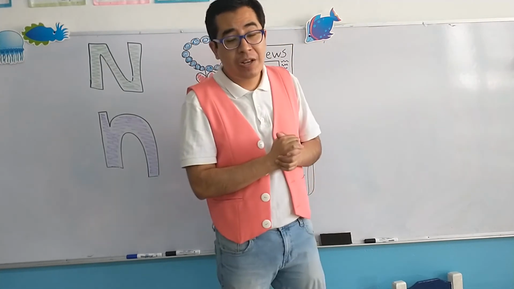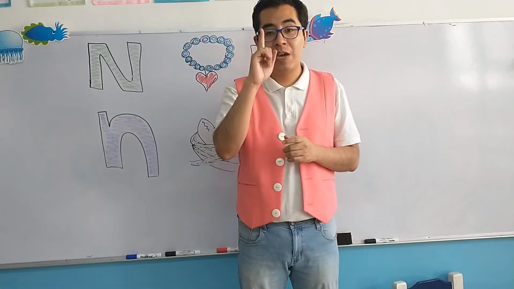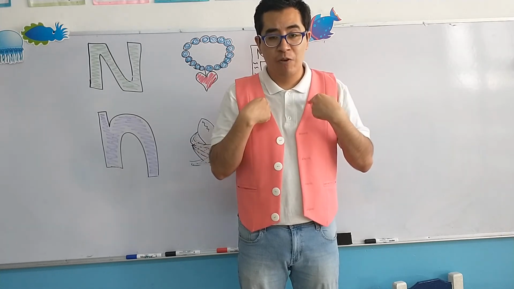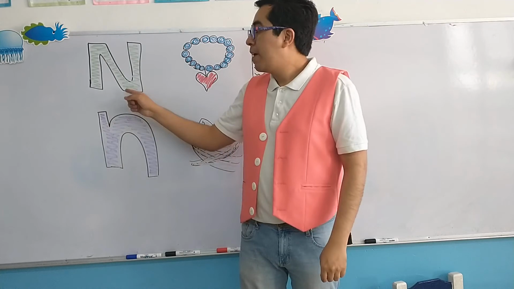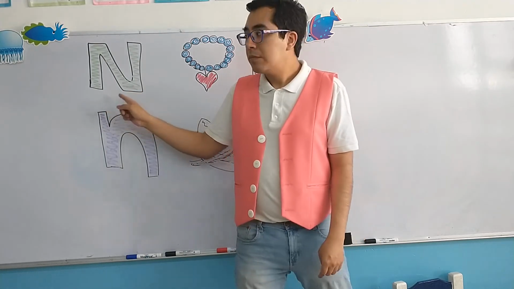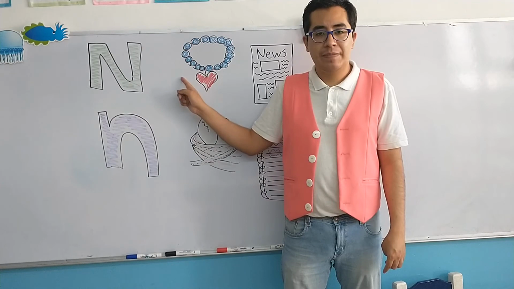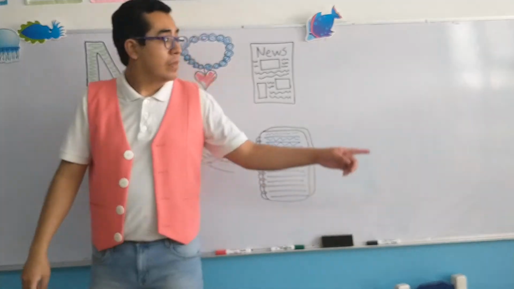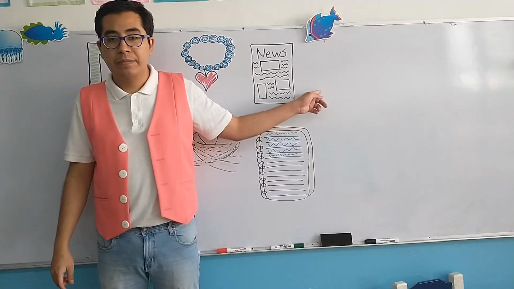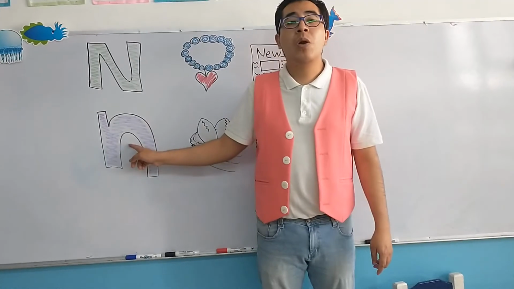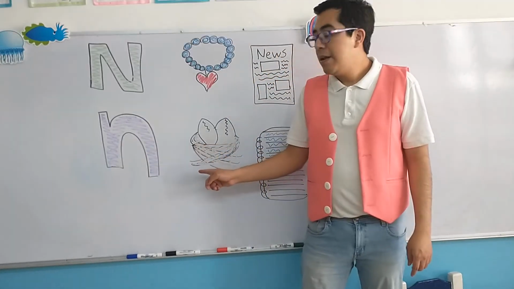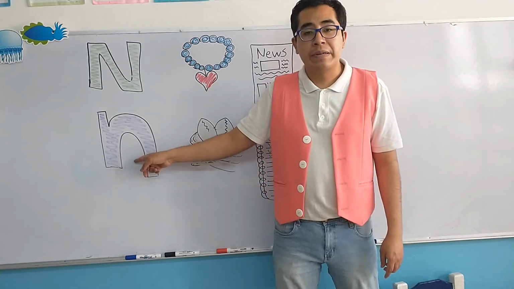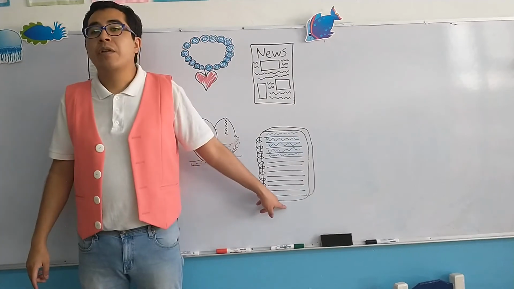Now, before we finish the class, let's review one more time the vocabulary of today. For this, the teacher Jacob says it first. Repeat after me. Capital N. Necklace. Capital N. Newspaper. Small n. Nest. Small n. Notebook.